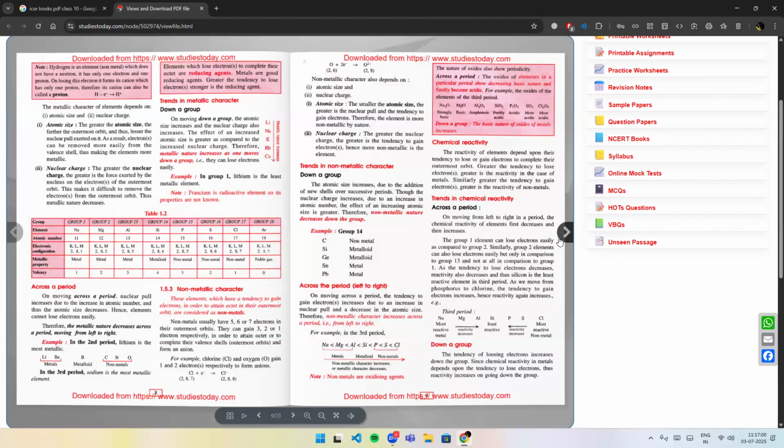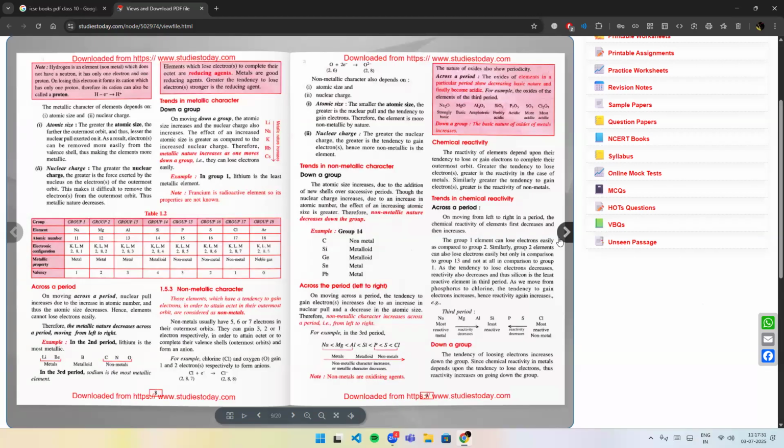The group 1 element can lose electrons easily as compared to group 2. Similarly, group 2 elements can lose electrons easily but only in comparison to group 13 and not at all in comparison to group 1. As the tendency to lose electrons decreases, reactivity also decreases, and thus silicon is the least reactive element in the third period. As we move from phosphorus to chlorine, the tendency to gain electrons increases and hence reactivity again increases.